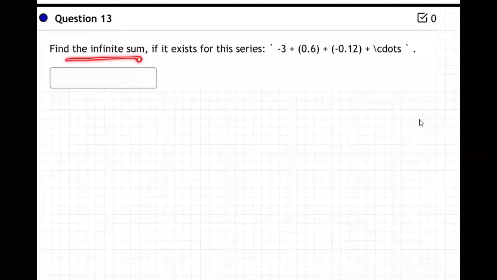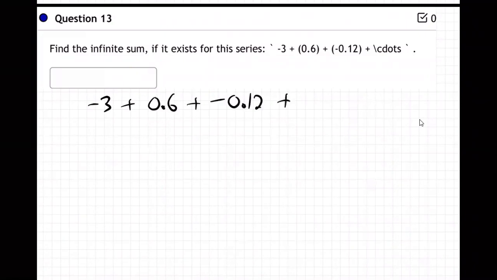So it says find the infinite sum if it exists for the series, and they give us a series here. Let me write it. So minus 3 plus 0.6 plus negative 0.12 plus dot, dot, dot. So it goes on forever, right? Infinite. That's why the dot, dot, dot. So that's interesting. We've changed gears on this question. We're letting the series add up forever. Interesting.